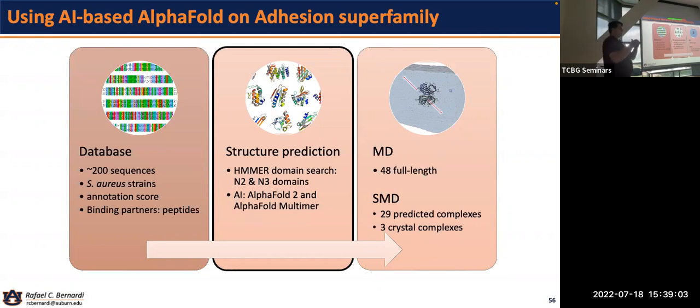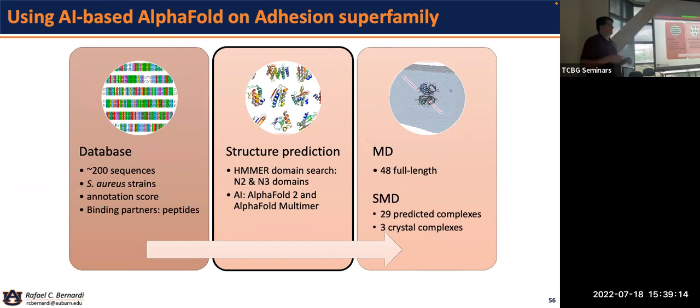Oh, okay. But how did you use the AlphaFold multimer? Because the peptide binds to the N2 and N3 domain. There's a peptide target, right? So in your body. Okay. So that's the human peptide.